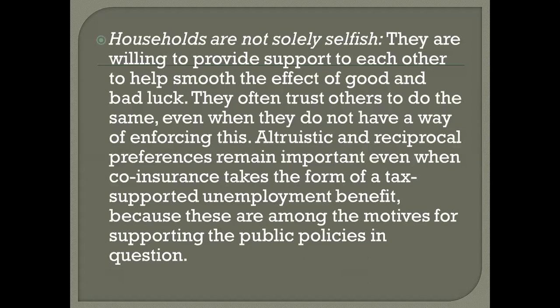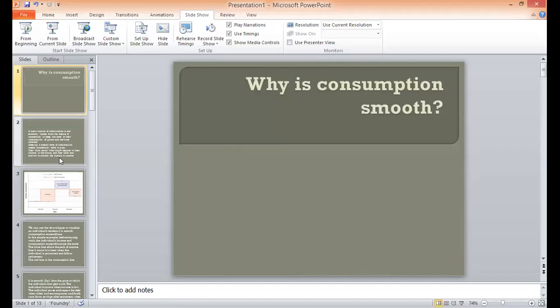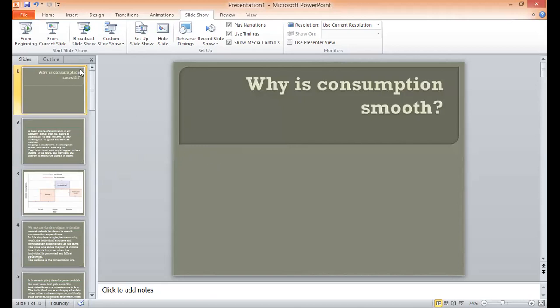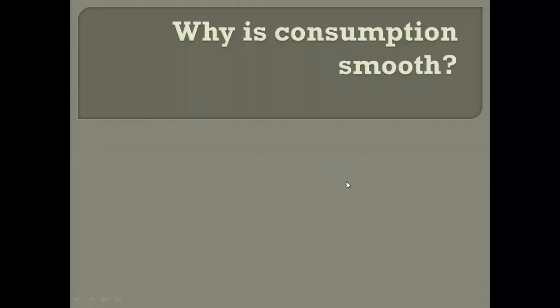Households are not solely selfish, they are willing to provide support to each other to help smooth the effect of good and bad luck. They often trust others to do the same, even when they do not have a way of enforcing this. Altruistic and reciprocal preferences remain important even when co-insurance takes the form of tax support and unemployment benefit, because these are among the motives for supporting the public policies in question. So, in short, through self-insurance and co-insurance, we will be able to make consumption very smooth.